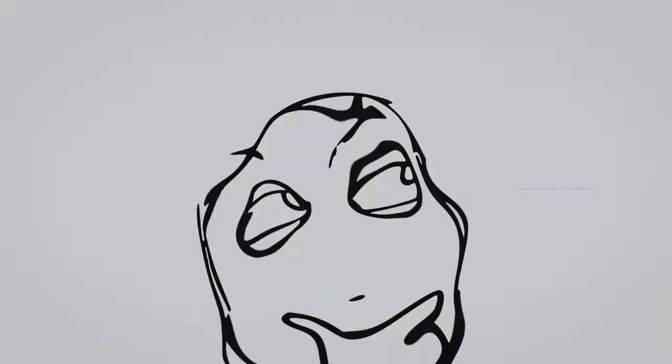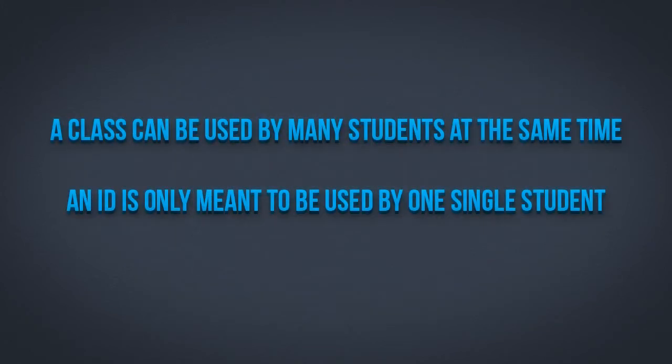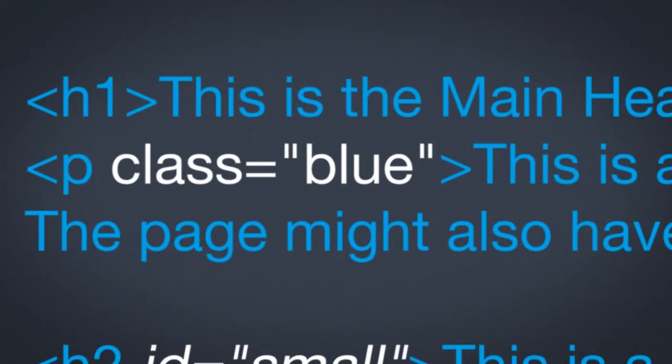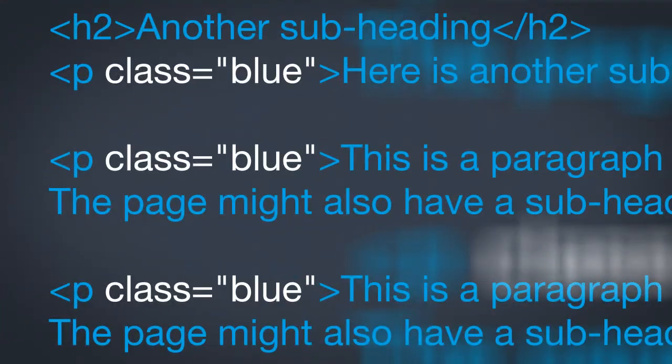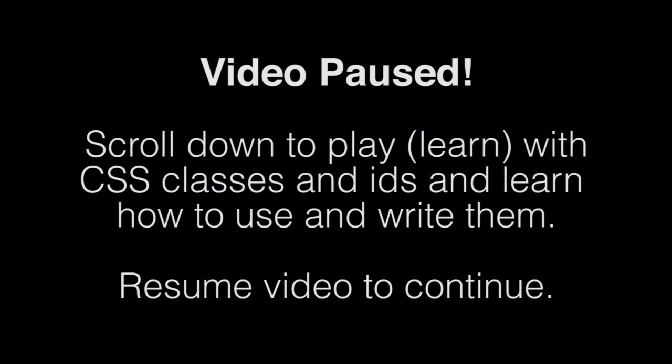To understand the difference between the two, think of it like this. A class can be used by many students at the same time. However, an ID is only meant to be used by one single student. Now, replace the student with HTML tags and there you go. Therefore, a class can appear many times in a page to style a group of elements, while each ID can only appear once to style a single HTML element.